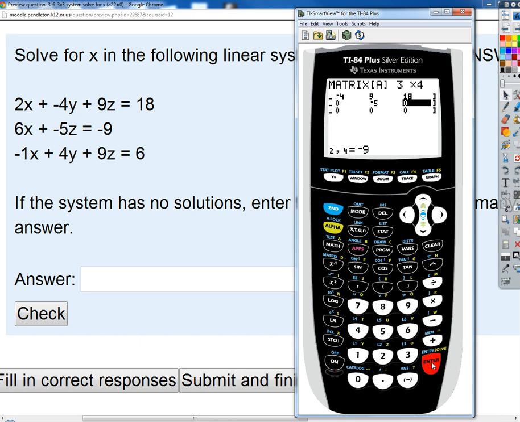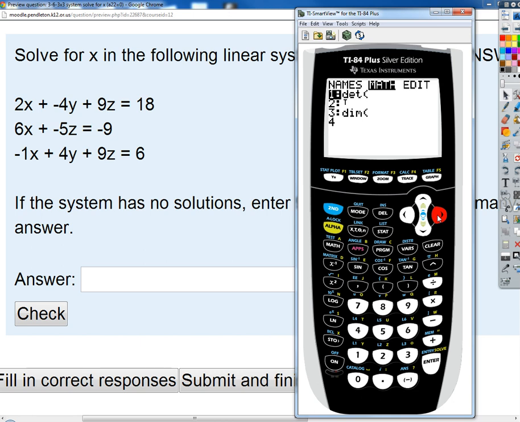Hit enter, and it jumps me down to the third and last row. -1, 4, 9, 6. Okay? Once I get them in there, I'll just quit. All I have to do is go second matrix, scoot over to the math menu, and what I want to do is a math operation called reduced row echelon form, which is, not that you need to know about that stuff now.